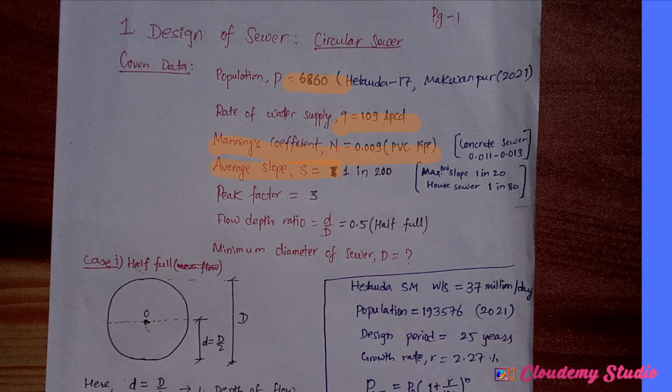Average slope is taken as 1 in 200. Peak factor is taken as 3. Flow depth ratio, small d by capital D, equals 0.5, as we are considering the maximum flow as the half full running condition.